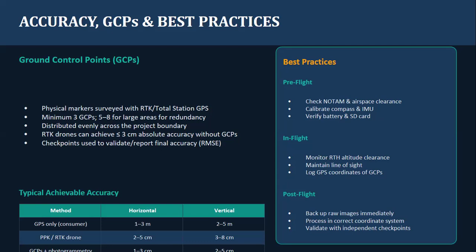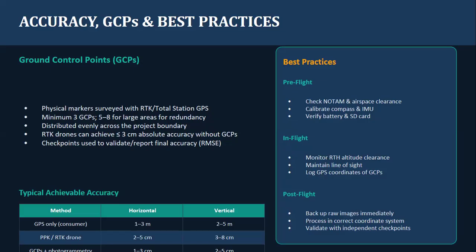Modern RTK enabled drones are industry standard drones used for surveying, even for rescue operations. This type of drone can achieve centimeter level accuracy even with minimal ground control points.